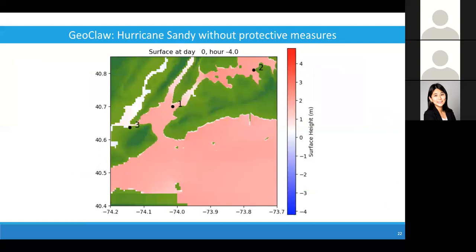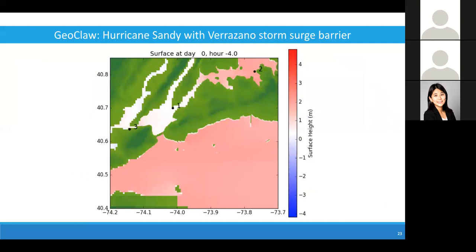And here is a simulation of Hurricane Sandy hitting New York in the absence of protective measures. And here is an example with one of the proposed protective measures, which is a storm surge barrier at the Verrazano Narrows. We can see which places benefit from such a measure, but also which places might be worse off due to the redirection of water.